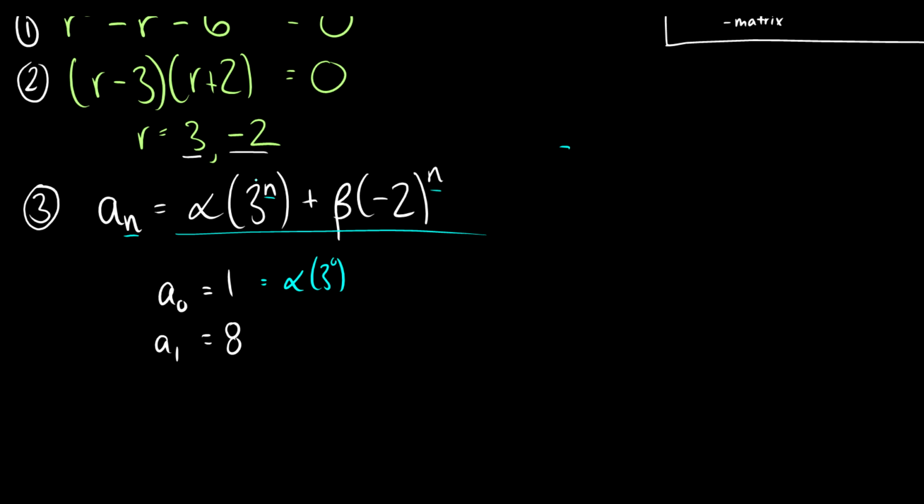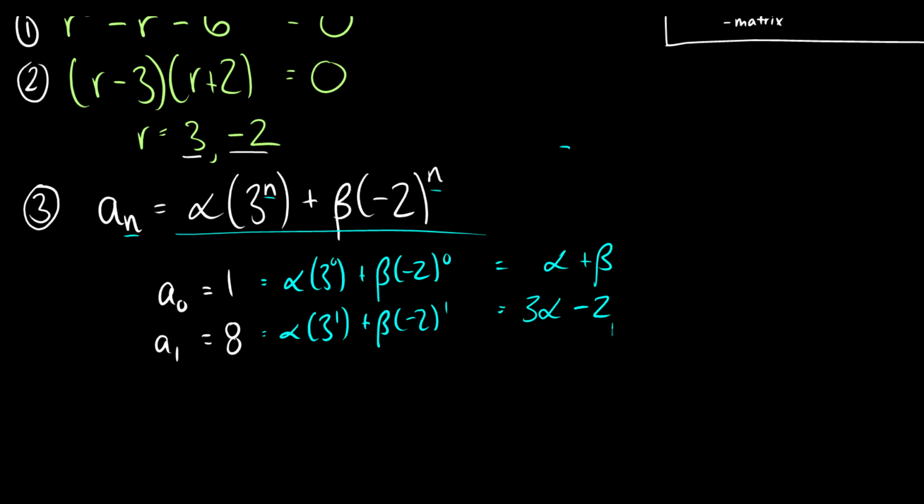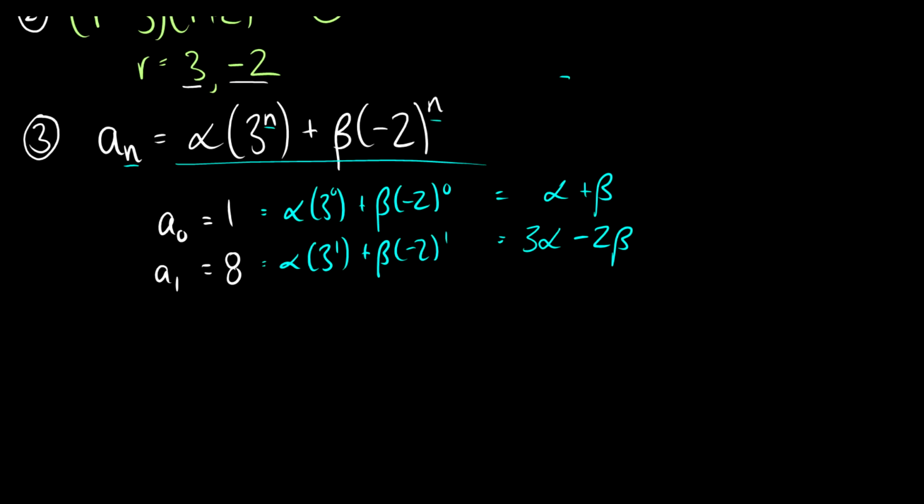1 is equal to alpha times 3 to the 0 plus beta times -2 to the 0, and 8 is equal to alpha times 3 to the 1, because we're dealing with a1, plus beta times -2 to the 1. So this is actually equal to alpha plus beta, and a1 is going to be 3 alpha minus 2 beta. Okay, so now we can just add the equations up and see what we get.